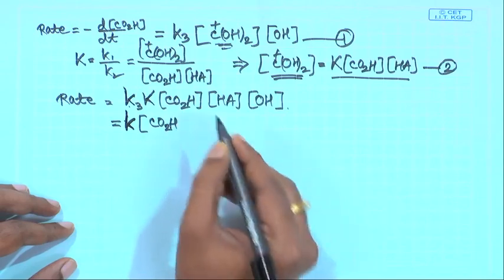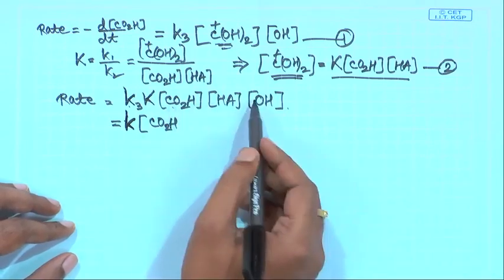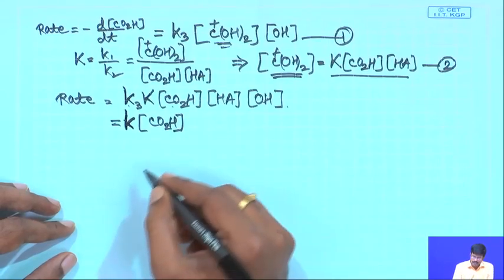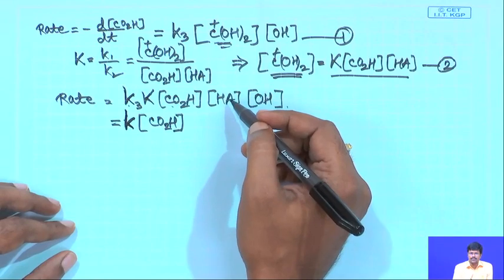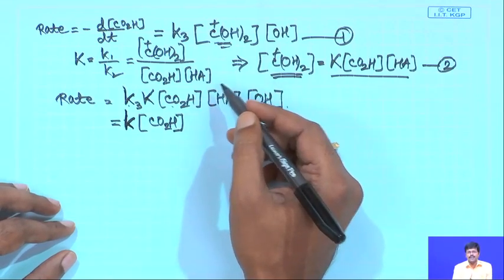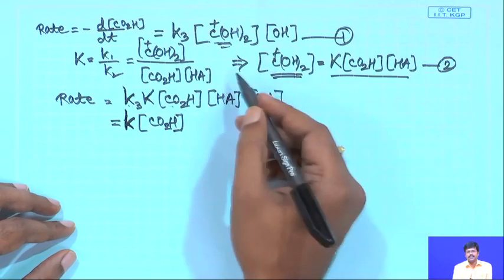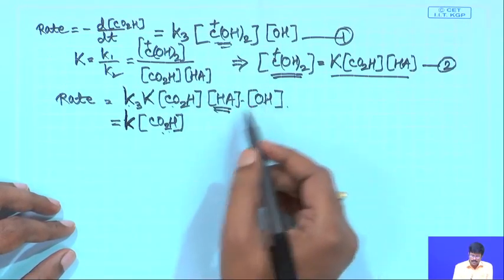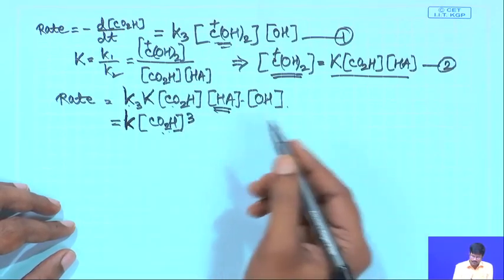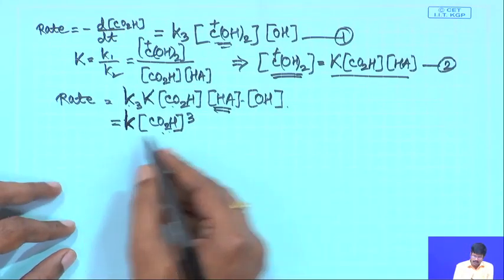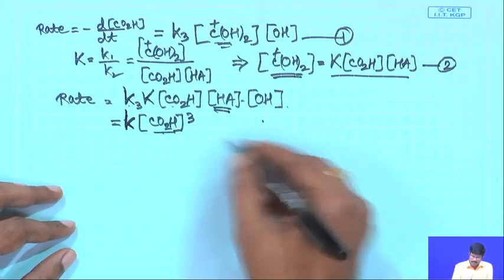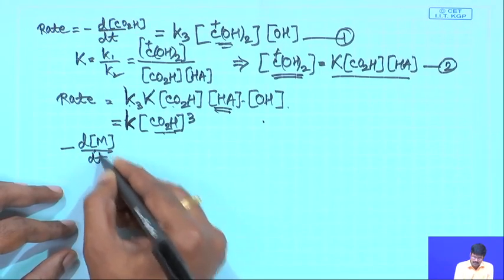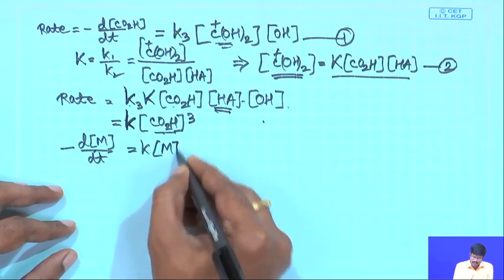Now, let us say you are taking equimolar quantities of the starting materials, then the concentrations of CO2H and OH are the same. So, basically you can say this is CO2H whole square, and let us say you are not adding any acid from outside, so that the reaction is basically self catalyzed. That means your starting acid itself is catalyzing the reaction, then this HA can be replaced by the concentration of CO2H. So, that will be CO2H whole cube. If the concentration of the monomer is M, then this rate can be written as minus dM/dt equal to k M cube.